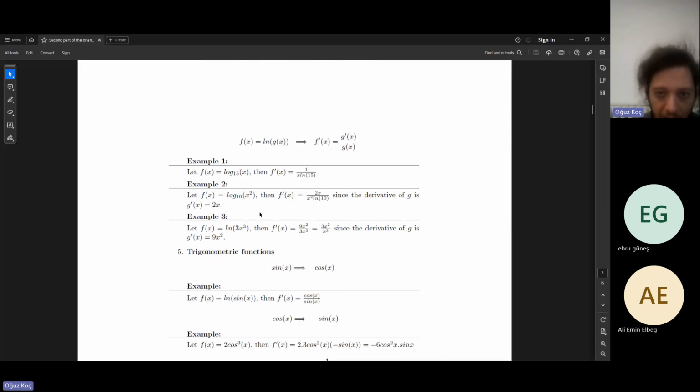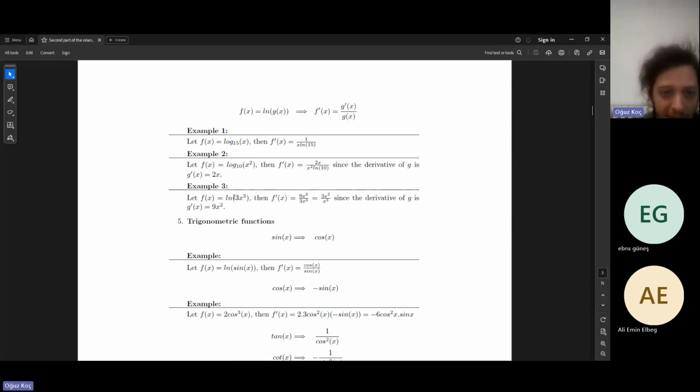And then we have another example, in which we have a function inside the logarithm. The derivative of this f function is the derivative of the function inside of the logarithm, which is equal to 2 times x, divided by itself, x squared times ln 10. The 10 comes from the base of the logarithm of the function.